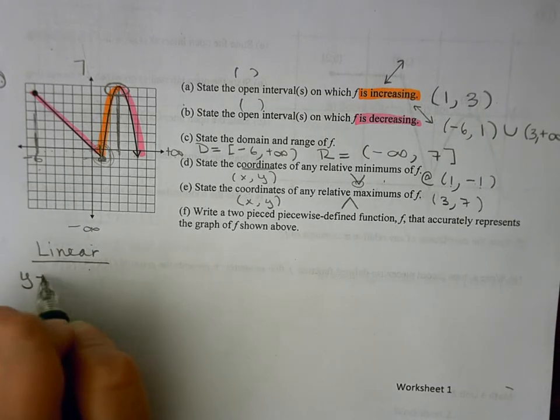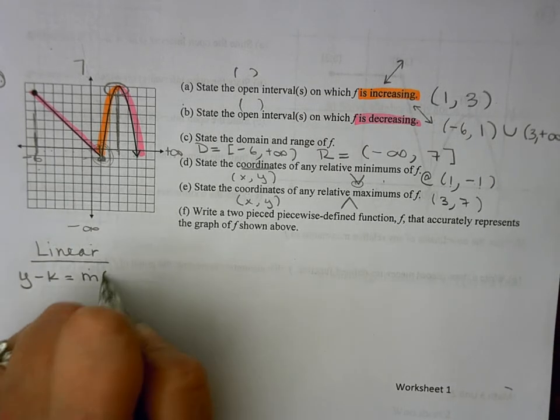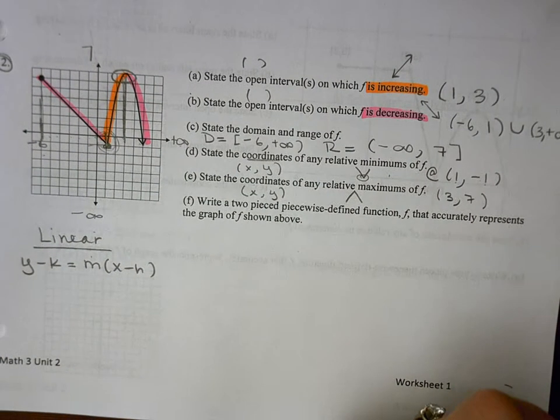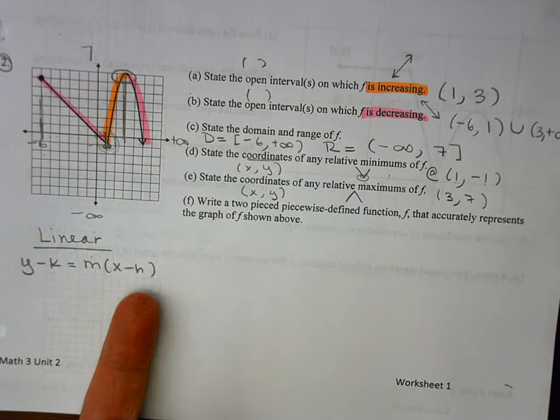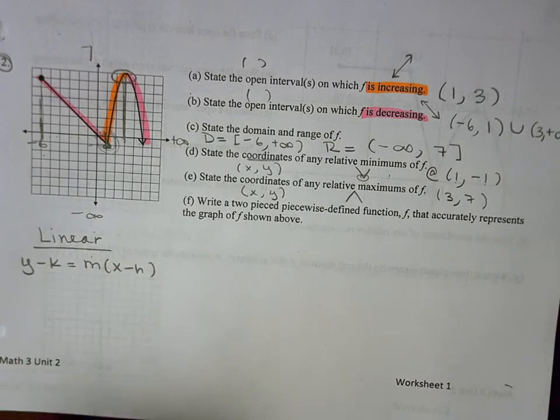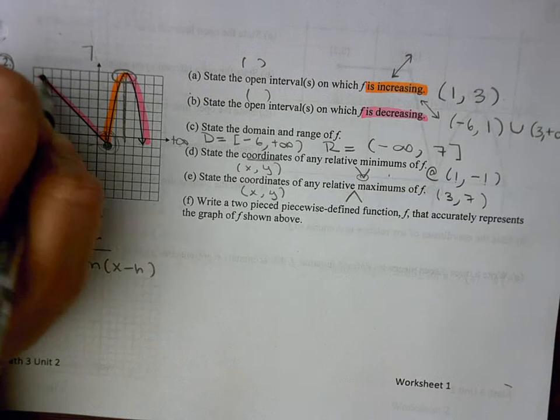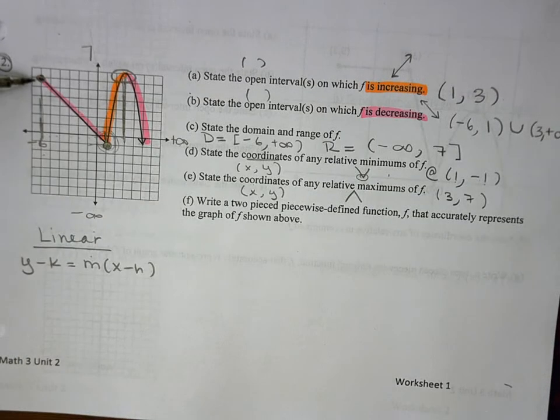So my basic equation, and then I need to find 2 points to substitute for x and y and h and k. For linear, there is no vertex, so I can pick either point to be my xy and either point to be my hk. So I'm going to just choose this one to be my hk.